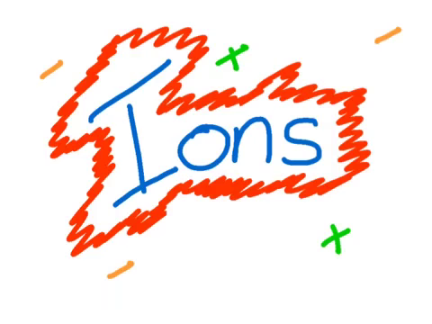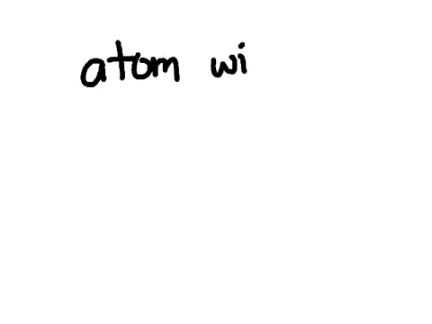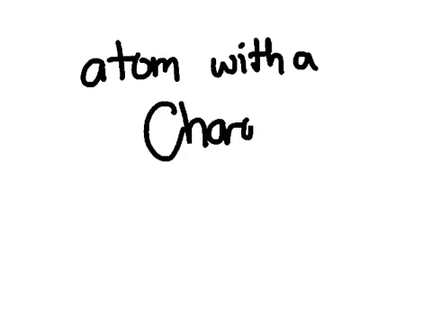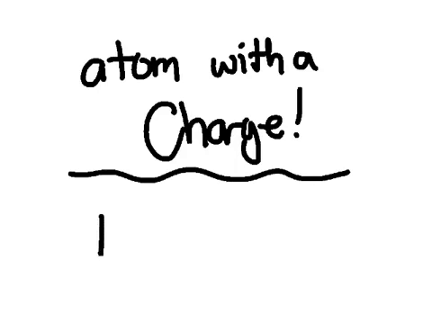Anyway, let's talk about ions, okay? So, what is an ion? Okay, an ion is simply an atom with a charge. Okay, and charges can be either positive or negative. So it's pretty simple. Now, here's the deal with ions.